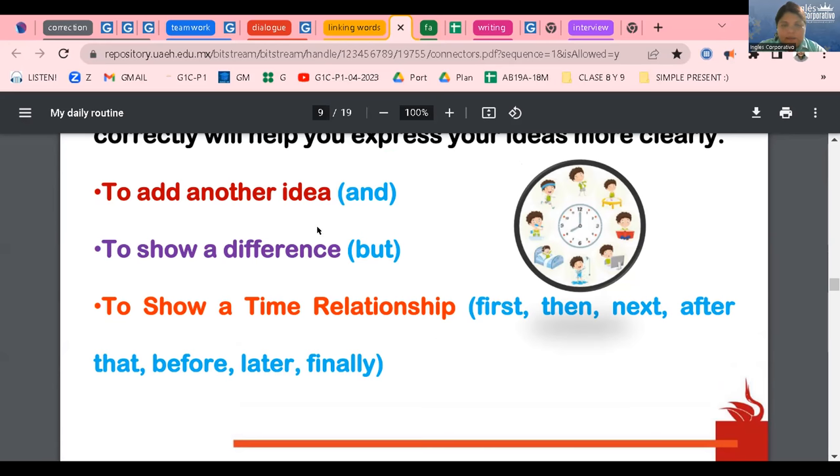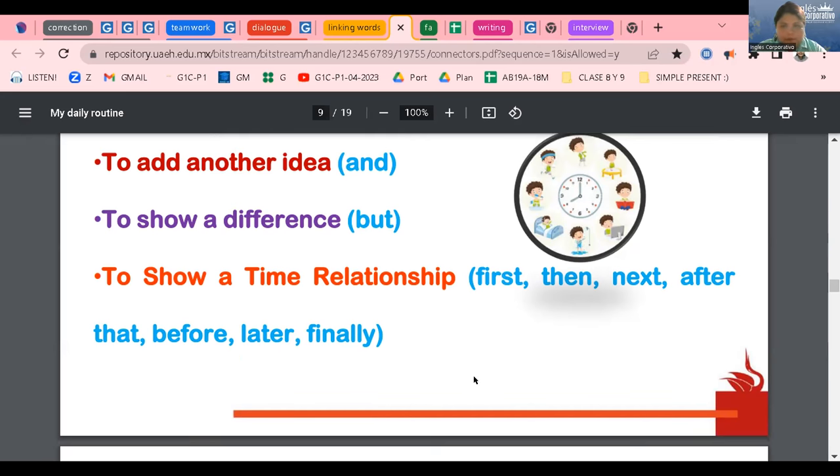So let's repeat them in, but, first, then, next, after that, and before, later, finally. First, then, next, after, or after that. Well, I say after because I use it a lot. After that, before, later, and finally. Okay, this is after that, después de eso, right? After that. Okay, so now we can continue with them.